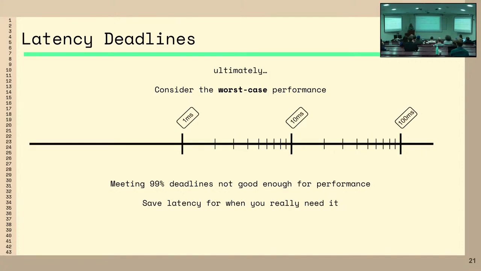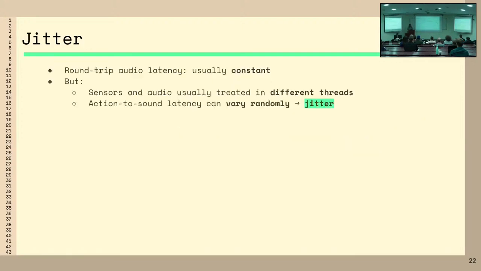When you're creating music, you want to be engaged. Anything that is disruptive is going to mess with that performance. So you want to create systems that are hard real time, that meet the deadlines every time. Okay? What happens when latency changes over time?